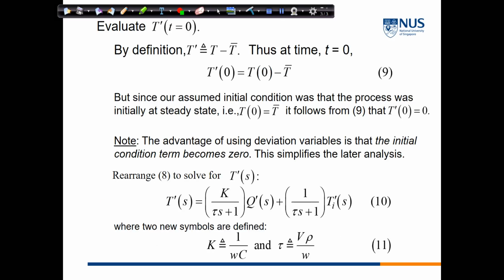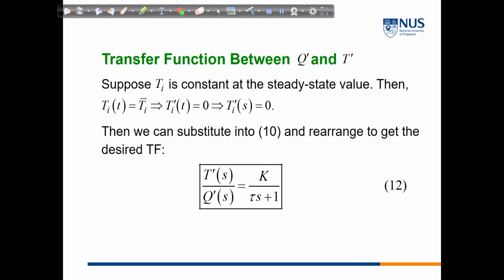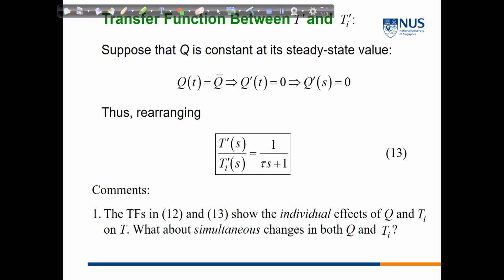After rearranging the equations, we got a nice format, a similar form as we discussed in the tutorials. So we define the new variables of the system to simplify the expression. And then the transfer function between two variables, one input, one output, can be obtained for T prime over Q prime or T prime over Ti prime.